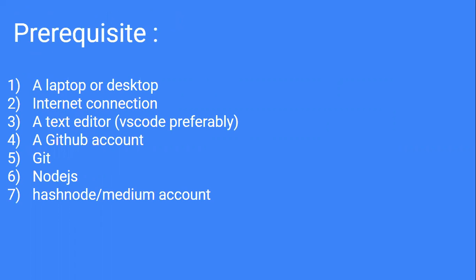All right, so these are the prerequisites for the course. You need a laptop or a desktop, a good internet connection, a text editor, and I recommend Visual Studio Code or VS Code for short. You need a GitHub account, you need Git, you need Node.js, and a Hashnode or Medium account. In this course, we're not all just about coding, we're also going to be doing a lot of writing. So you need Hashnode or Medium to document your progress.